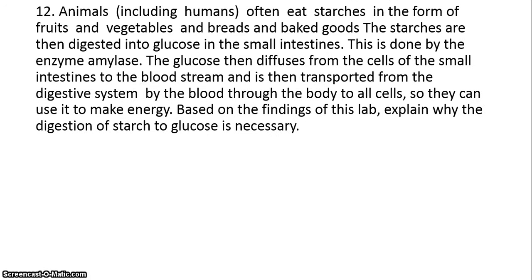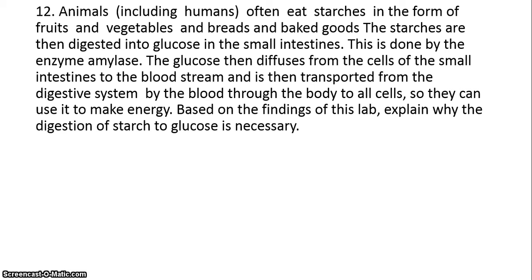All right, here's the big question. Why is this important? What does this have to do with you? Animals, including humans, often eat starches in the form of fruits and vegetables, breads and baked goods. Remember, we talked about complex carbohydrates. The starches are digested into glucose in the small intestine. One of the enzymes that does this is called amylase. The glucose then can diffuse through the cells in the small intestine to the bloodstream and then to the cells that need it. And remember, we use sugars for short-term energy.